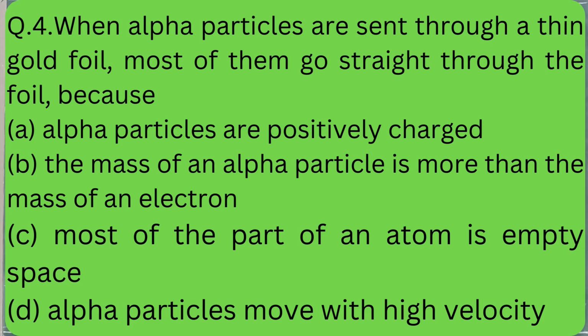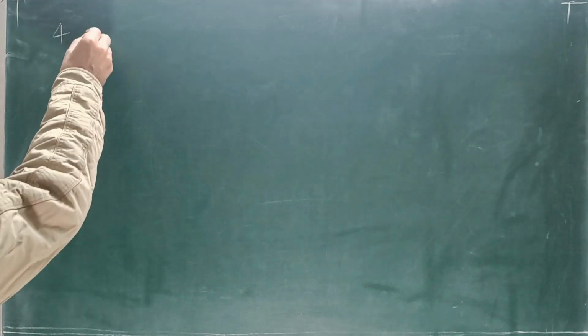Fourth, when alpha particles are sent through a thin gold foil, most of them go straight through the foil because: A. Alpha particles are positively charged, B. The mass of an alpha particle is more than the mass of an electron, C. Most of the part of an atom is empty space, D. Alpha particles move with high velocity. So the correct answer is most of the part of an atom is empty space. So the answer is C.